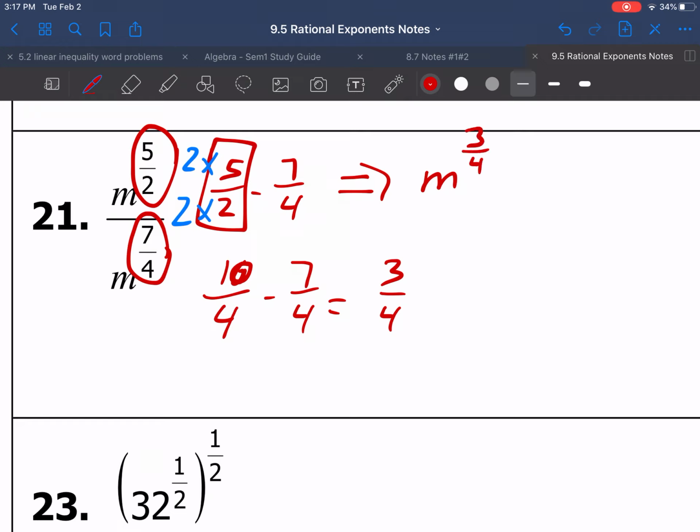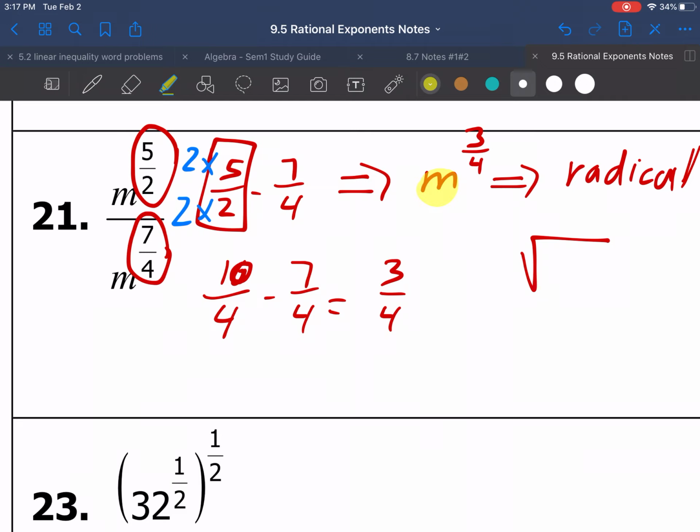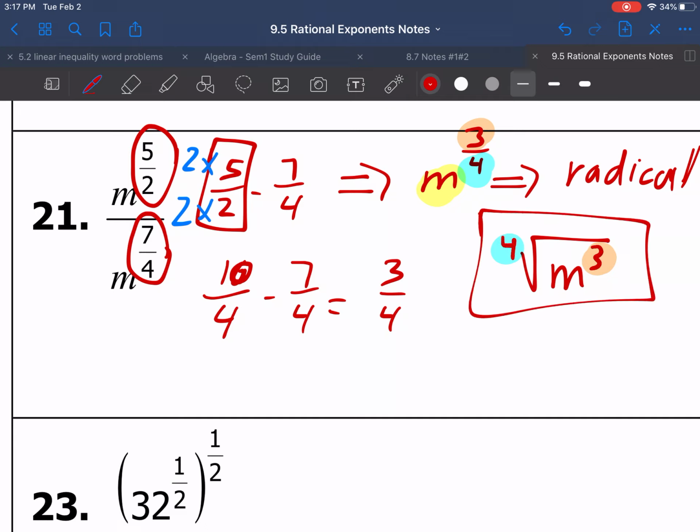The only problem is we have to write it, like I said, as a radical. That's kind of the purpose. So let's build ourselves a radical. Find your base, which your base here is this m. So you can write your base down here as an m. And now remember, the bottom of the fraction should go here, and the top of the fraction should go here, which means you want to build a 4th root of m to the power of 3. This is your final answer.